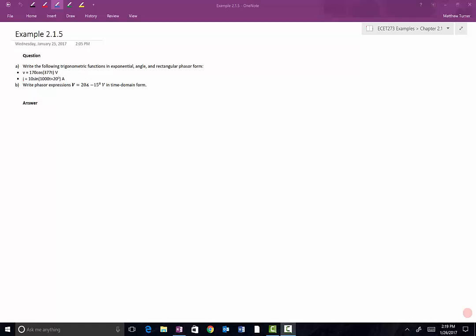So the given information to us for part A is that V of t is equal to 170 cosine of 377t volts, and I of t is equal to 10 sine of 1000t plus 20 degrees amps. And then for part B, we are just given that V, notice it's a bold, so that's a vector, 20 at angle negative 15 degrees volts.